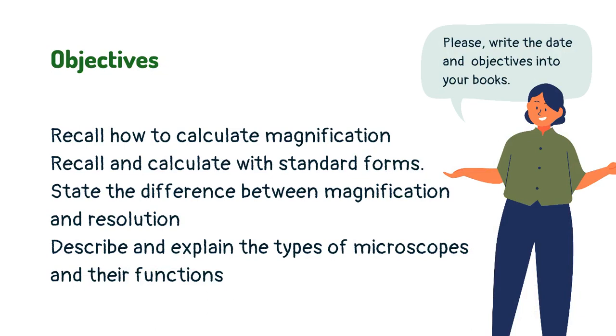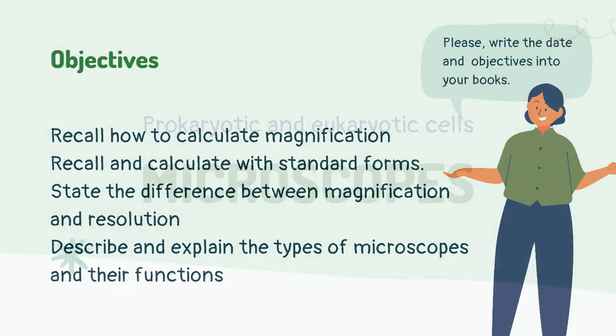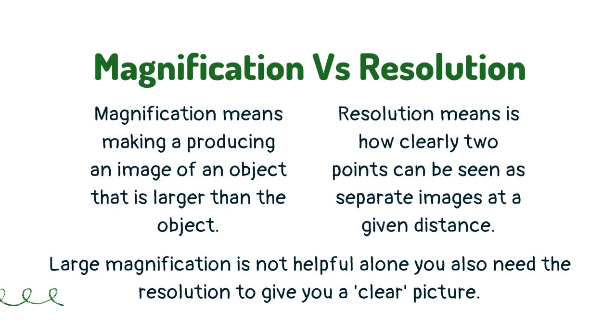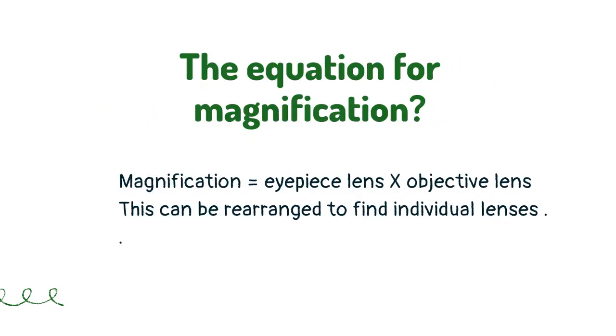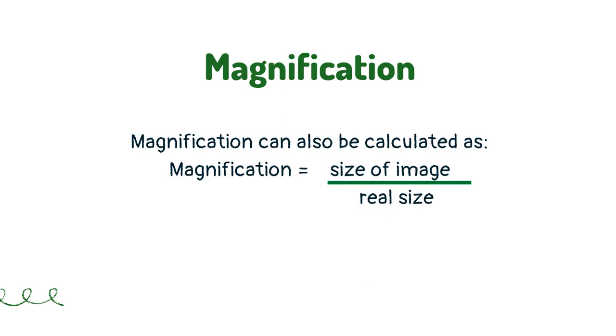Today you are going to learn about microscopes. Magnification means making or producing an image of an object that is larger than the object, whereas resolution is how clearly two points can be seen as separate images at a given distance. Magnification is equal to eyepiece lens times objective lens. Magnification is also equal to the size of the image divided by the real size.